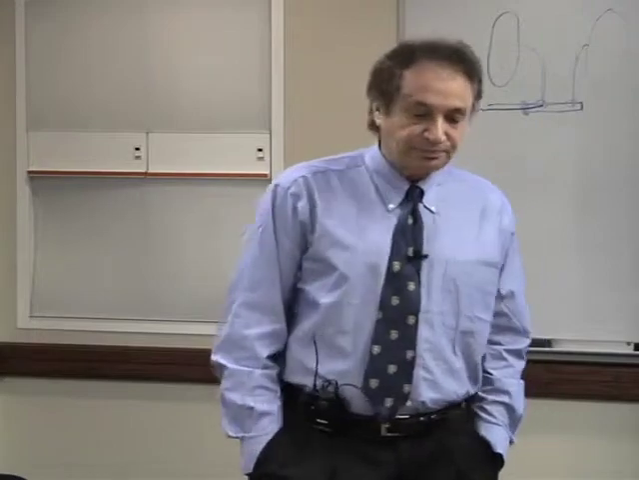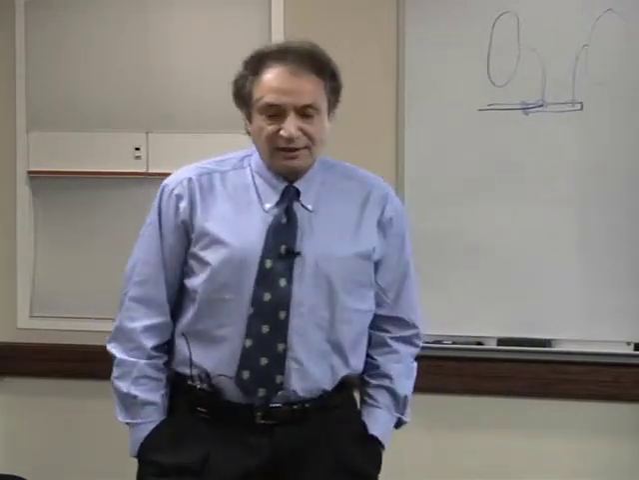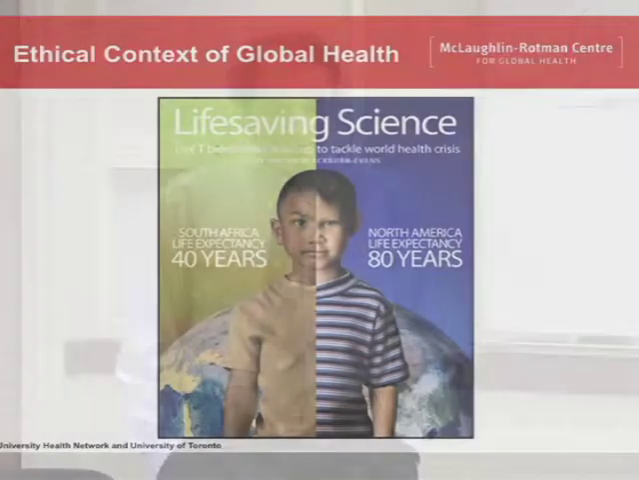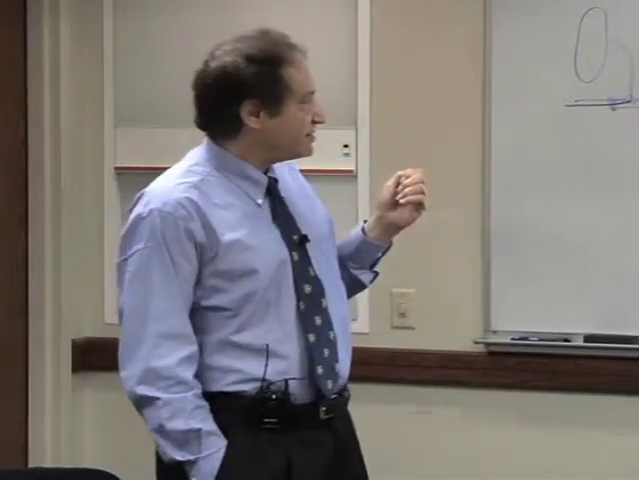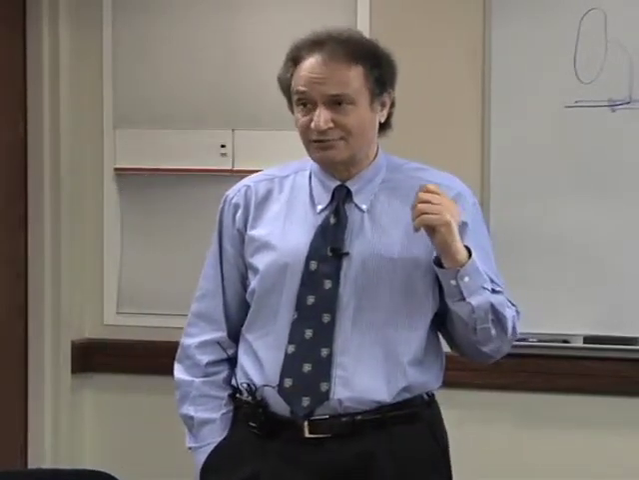So look at this picture. On the right, you have people living in North America, Western Europe, and the rich countries of the world, expecting to live 80 years after birth. On the left, you have sub-Saharan Africa mainly, and other places in the world, but mainly sub-Saharan Africa, where life expectancy is still 40 years, and to some extent in a few countries, actually dropping.